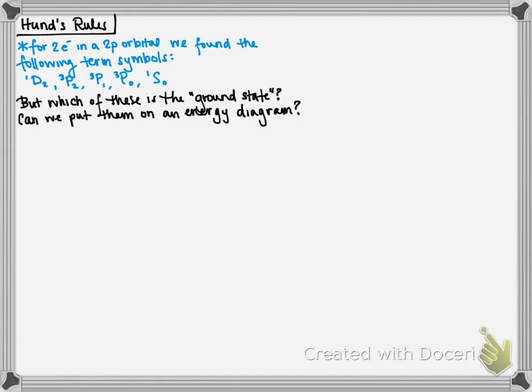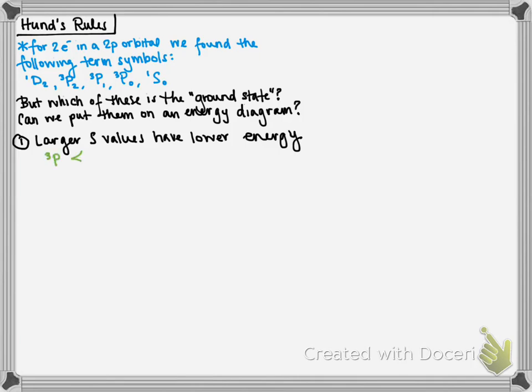Hund's first rule, and it's important that you do these in order, always do rule number 1 first. The first rule is that larger S values will have a lower energy. Where does the S value, or the total spin, show up in your term symbol? Multiplicity. Remember that superscripted number to the left of the letter is your multiplicity, which is equal to 2 times S plus 1.